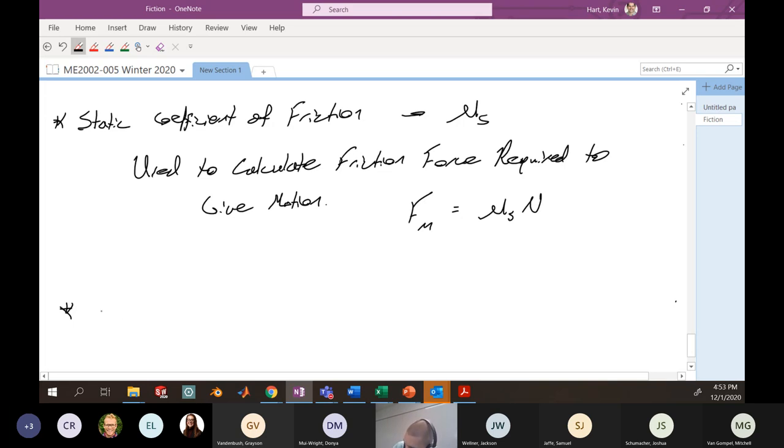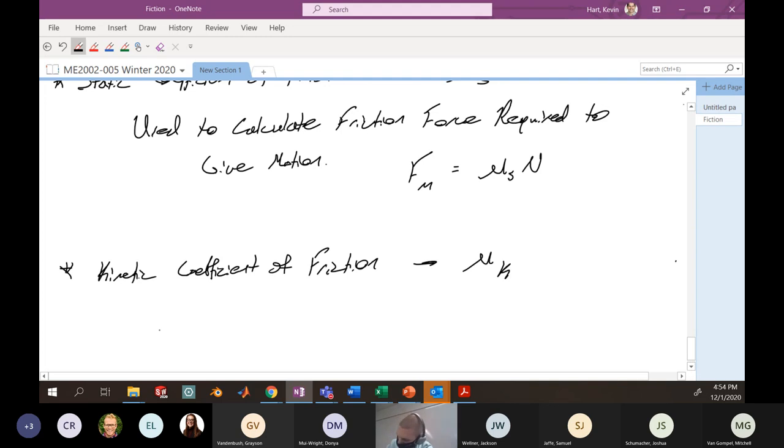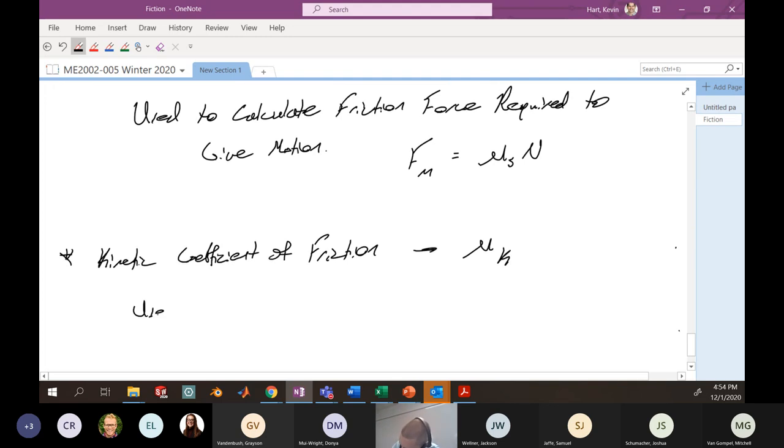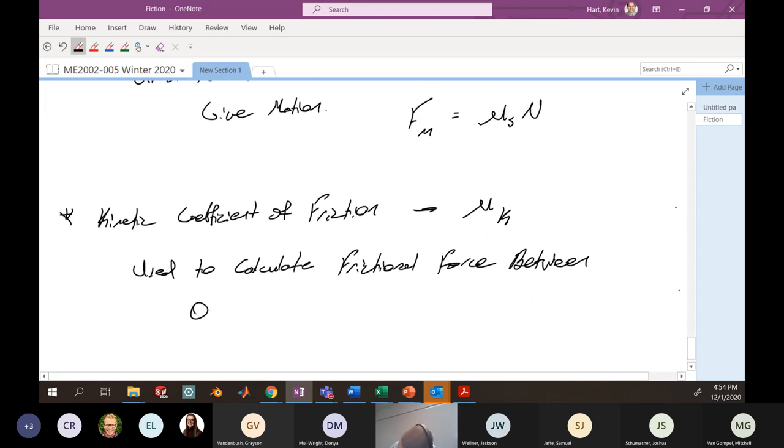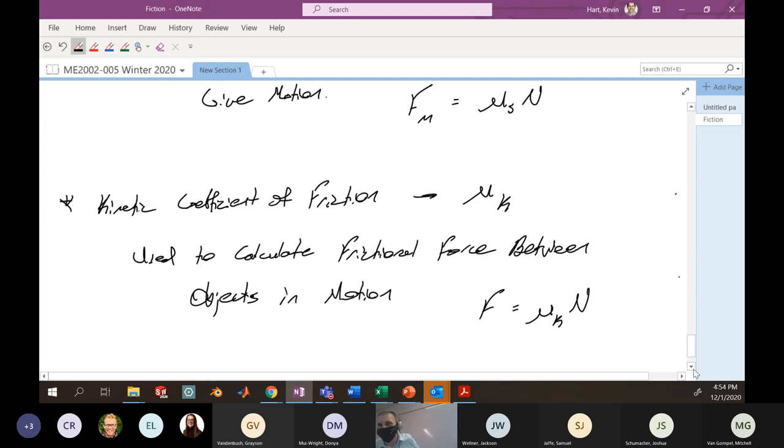Okay? And this is the kinetic coefficient of friction, and we call this mu sub k. And this is used to calculate frictional force between objects in motion. Okay, and this is going to be, this is capital F, is mu sub k times the normal force. And this is probably what you're familiar with in your physics class, right?